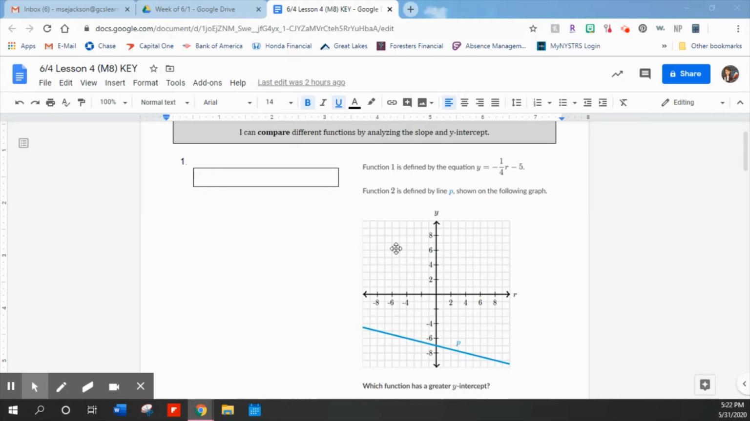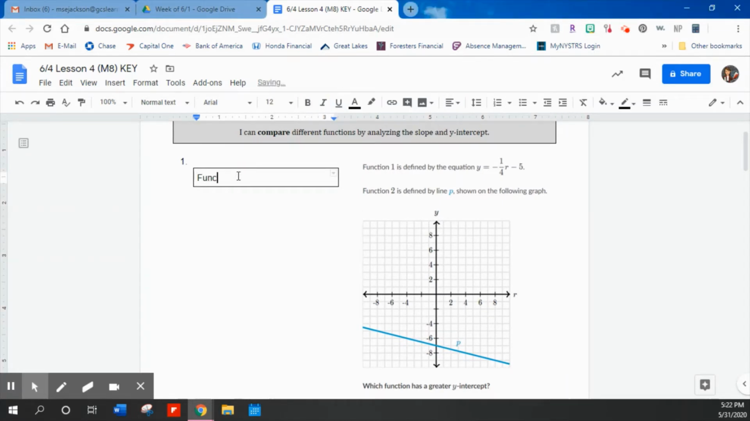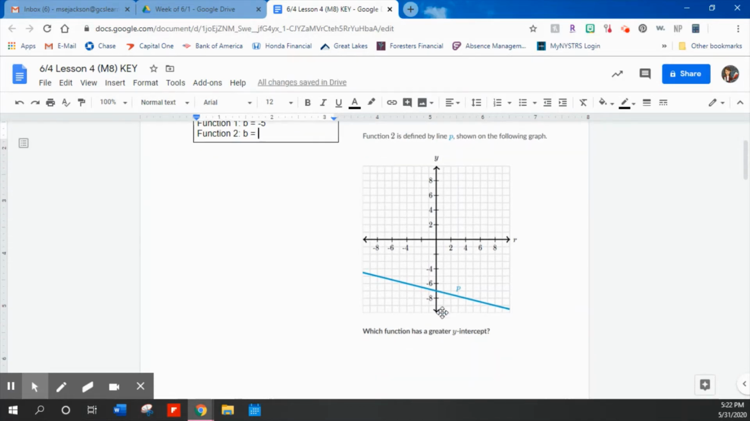So y-intercept is the starting point. So let's first look at function 1. Function 1, the y-intercept, which is our b value. If you look at this, remember y equals mx plus b. My b value here is negative 5. For function 2, our b value is the starting point. So looking at your graph, it's where it hits the y-axis. It hits the y-axis between negative 6 and negative 8. The only one that's between there is negative 7.